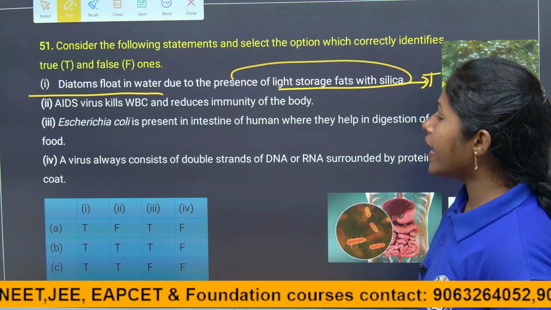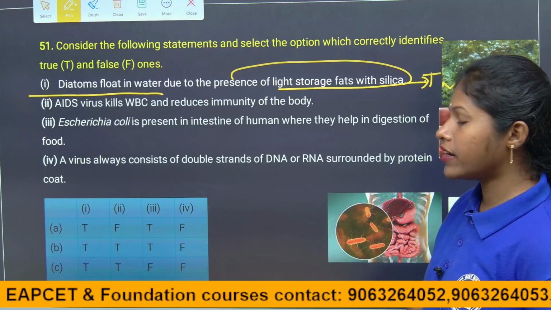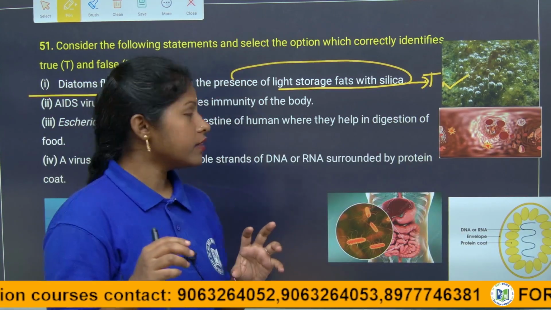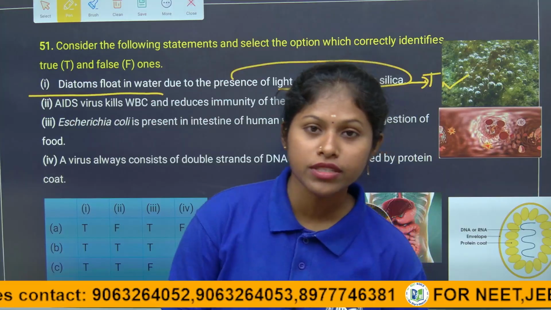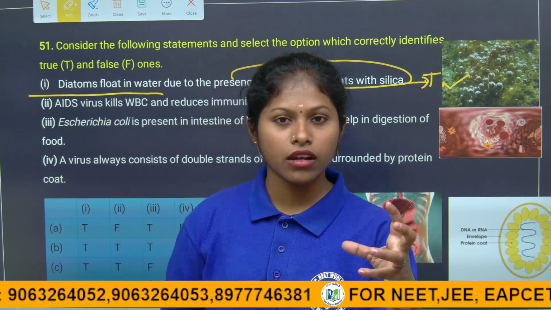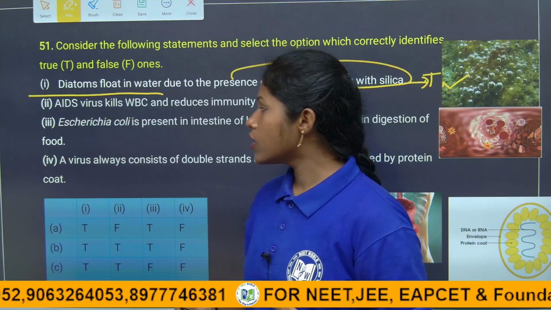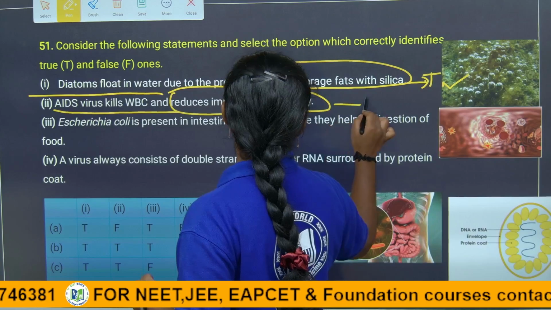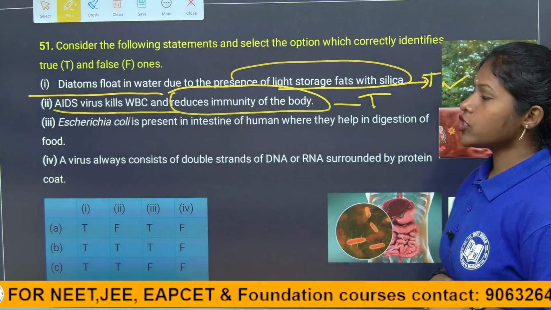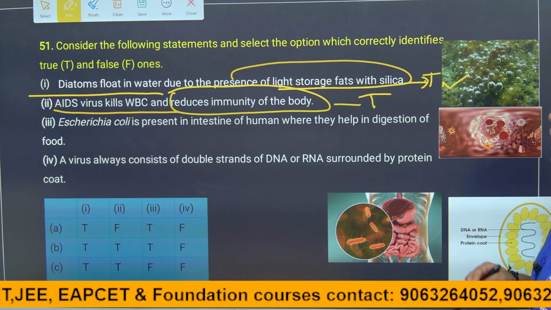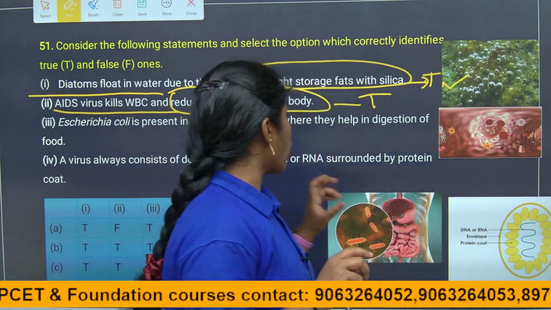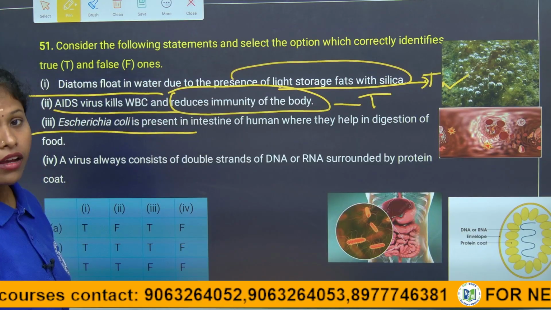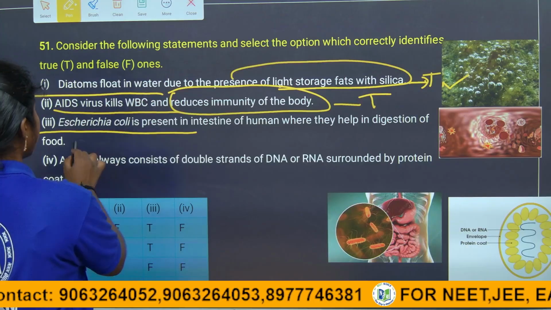Coming to the next: AIDS virus kills WBC and reduces the immunity of the body. What does the AIDS virus do, children? It always destroys the white blood cells. What is the function of the white blood cells? They produce immunity for us, right? If the immunity is reducing, how can the person survive? So that is why the AIDS virus kills WBC and reduces immunity. This is also a true statement. Coming to the next: Escherichia coli present in the intestine of man helps in the digestion of food. Of course, it is also right. E. coli, which is present in humans, is a good bacterium which helps in the digestion of food. It is also a right statement.